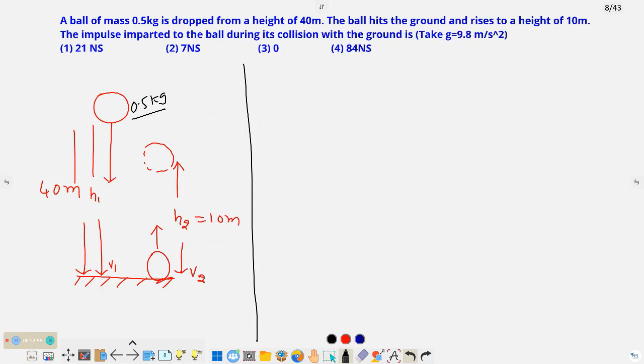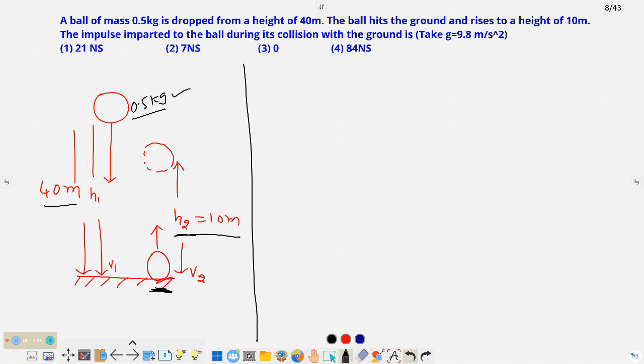The next question, in the kinematics topic, they have given a ball of mass 0.5 kg. You can see the diagram I have already taken. It is dropping from a height of 40 meters onto the ground, and after hitting the ground it is rising to a height of 10 meters. The impulse imparted to the ball during the collision with the ground.